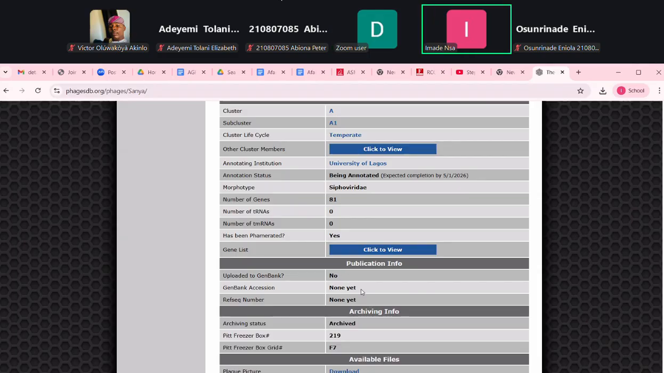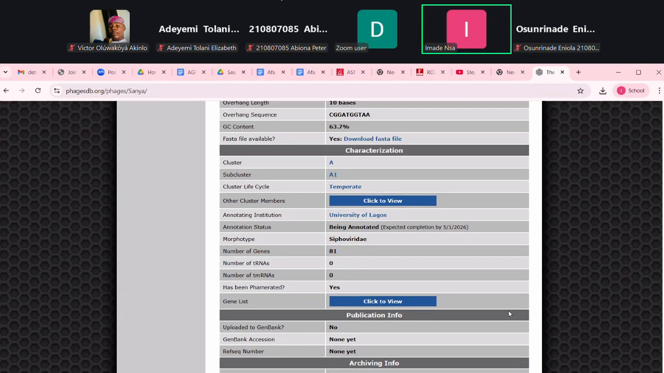GenBank accession number, you know what an accession number is now? Alphabets and numerals, unique numbers, so that you can retrieve the sequence anytime from public databases. RefSeq is a curated type, and we do not have one for it, until we annotate this page. So this is very critical information.